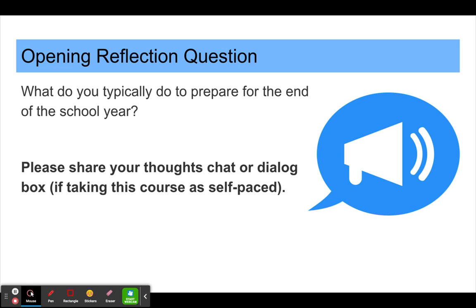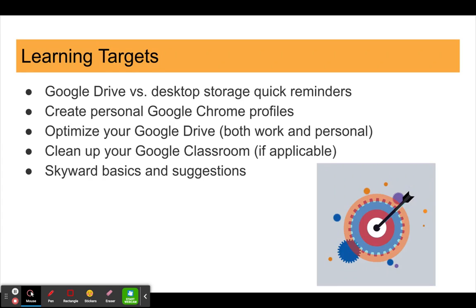Our opening reflection question is: what do you typically do to prepare for the end of the school year? Just think about any checklists you run through. Do you do any organization to wrap up so you're ready to go for the fall? Do you just try to survive and hang in there? Share your thoughts in the dialogue box that pops up if you're taking this as a self-paced course, and you'll need to answer the question before you can move on.